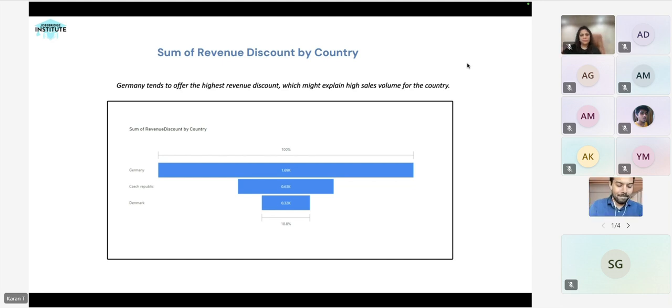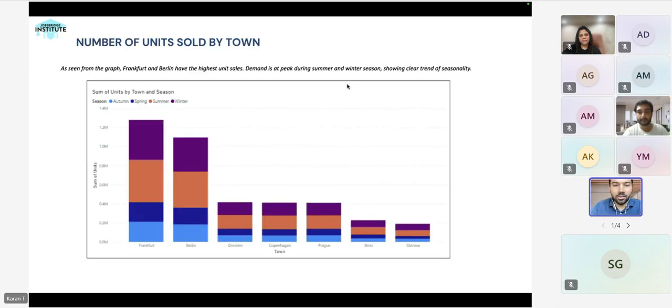Yeah, thanks, Karan. So as you can see, this slide is explaining which country is providing the most revenue discount. And we have found this insight from this chart that Germany tends to offer the highest revenue discount, which might explain the high sales volume for the country. So this country is performing well in this aspect by providing the most revenue discount. Can you go to the next slide?